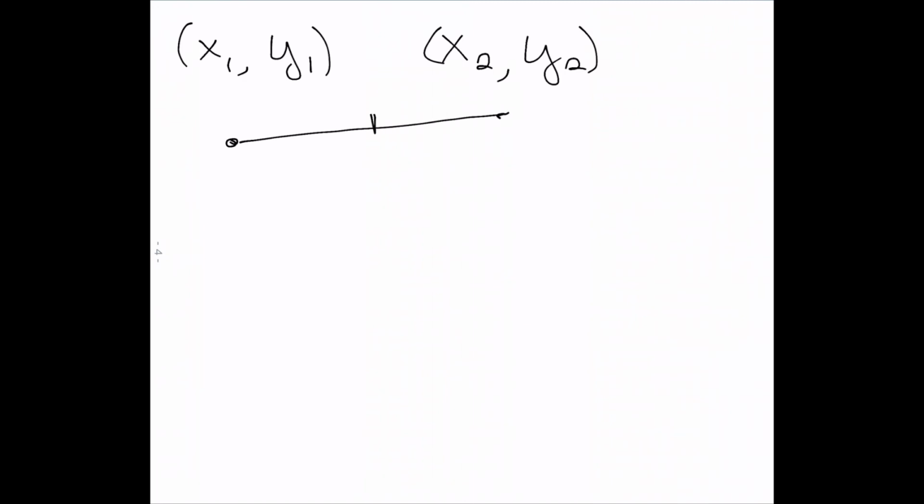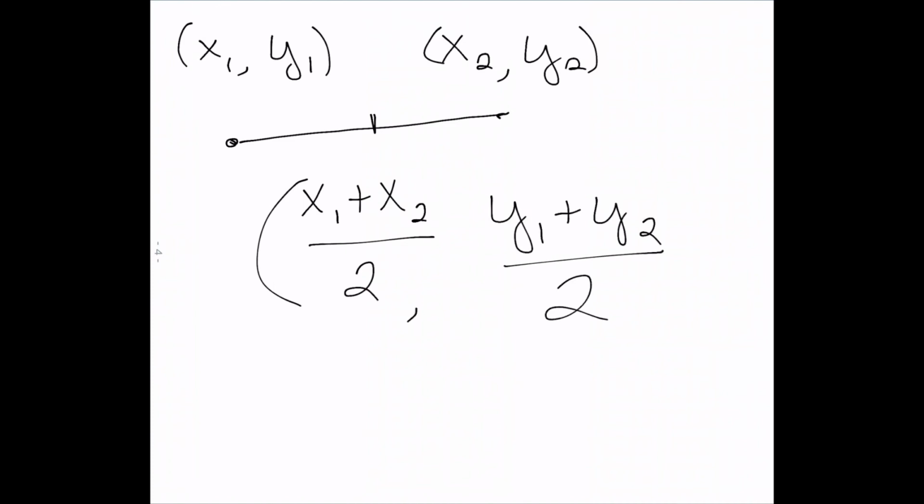The next thing I want to look at is the midpoint between 2 points. So once again, I have 2 points, x1, y1, and x2, y2. I draw the segment between them, and I want to know where the midpoint of that segment is. And the formula for that is we're going to average the x's, comma, average the y's. So let's look at an example of this.